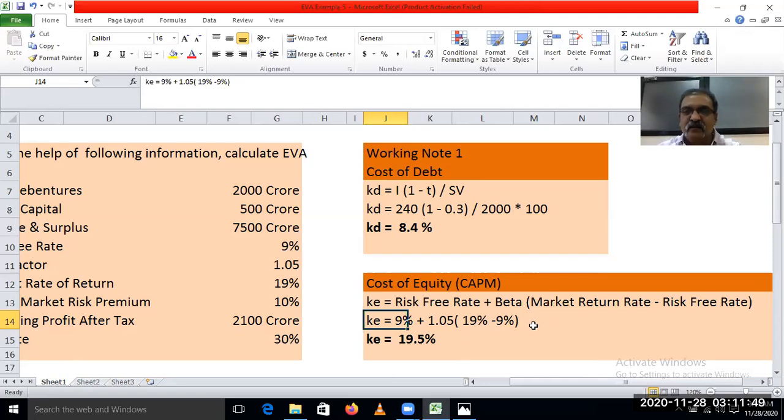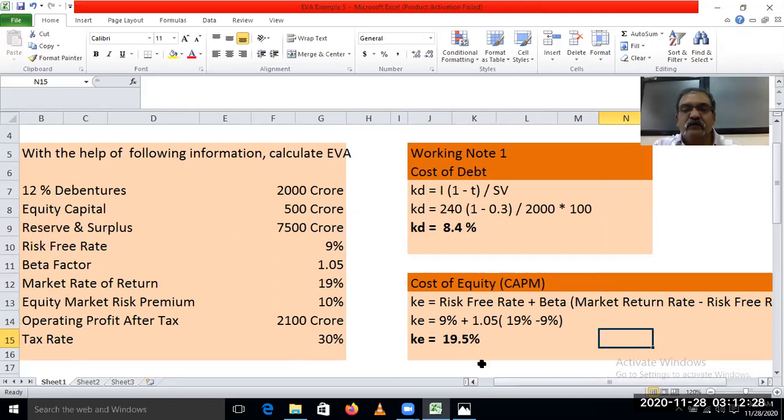On risk-free government securities, I can get a return of 9%. On equity, I am getting a return of 19%, which means my risk premium is 10%. Either you can take it directly as the risk premium, or market return rate minus risk-free rate. So this is 9% plus 1.05 into 10%. If you solve this, you will get cost of equity equal to 19.5%. This is CAPM theory: risk-free rate plus beta into market return rate minus risk-free rate.